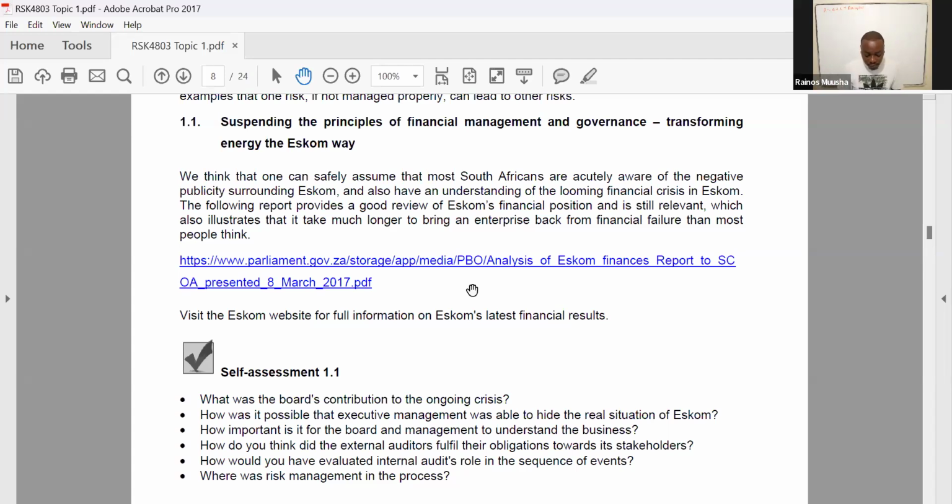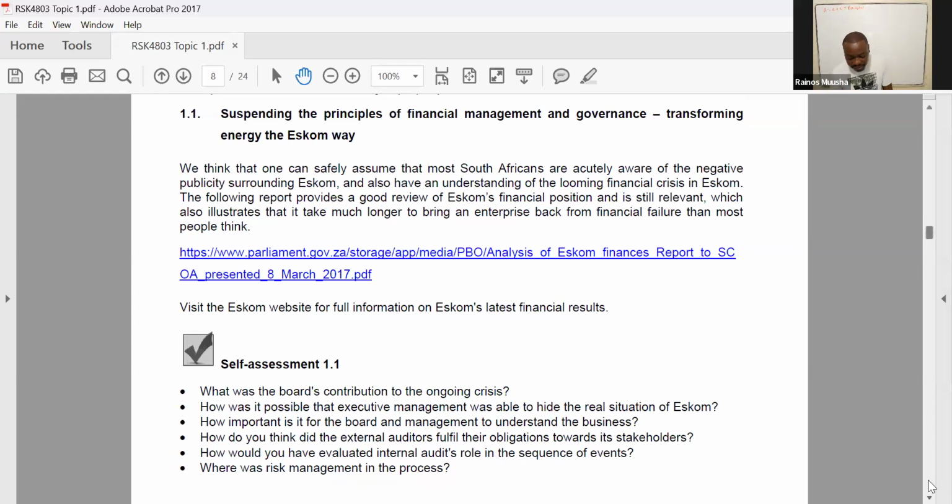So, on Unit 1.1, they give us the case study of ESCOM, under the heading suspending the principles of financial management and governance and transforming energy the ESCOM way. We have seen the historical issues that ESCOM has suffered over the years. They are giving this as a typical example of a case study for us to ask: in this case, is it a fair assessment to say risk management did fail? So go through this article.